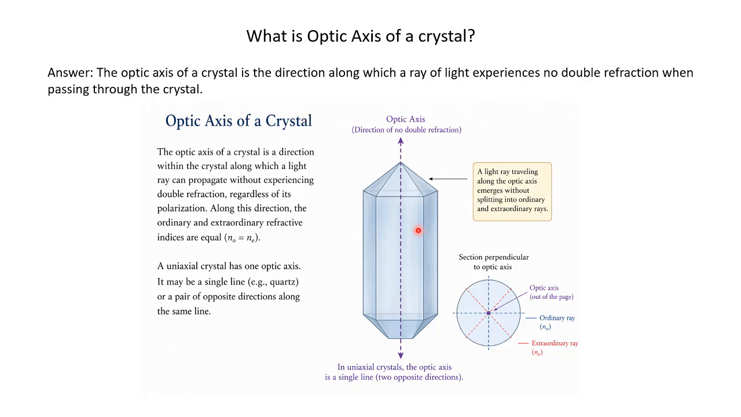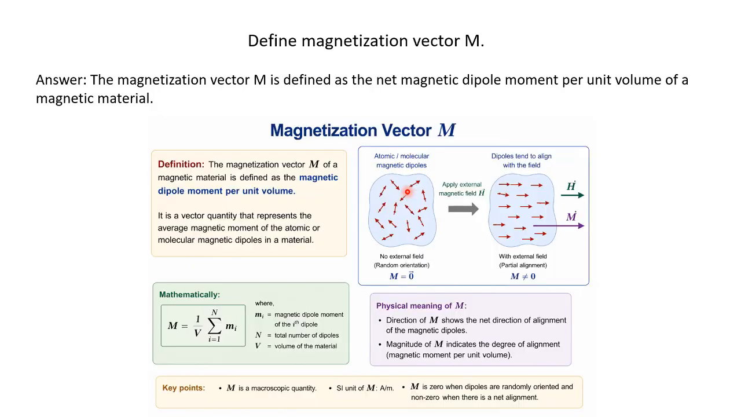Many crystals are anisotropic, meaning their optical properties vary with direction. When light enters a crystal, it generally splits into two refracted rays known as the ordinary and the extraordinary rays. However, if light travels along a specific direction called the optic axis, both rays travel with the same velocity and no splitting occurs. Thus, double refraction disappears along the optic axis.